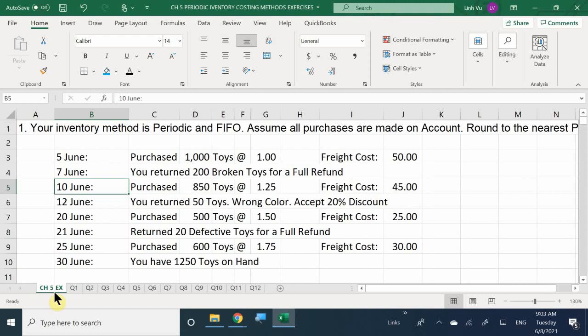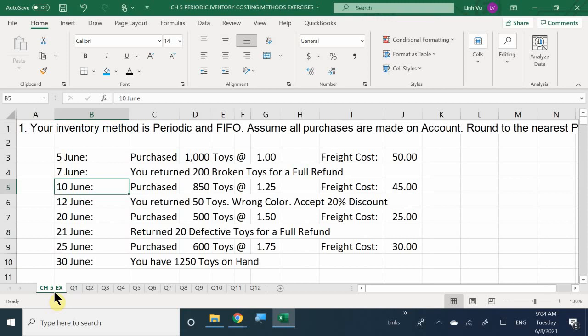In this case, I can't be returning something that's from my first purchase, because my first assumption is that once you receive your items, you should open every single box and make sure that all of them are there, right? In this case, we already found 200 of those items were broken. But now this time when I open up my new batch of inventory of my 850 items, I found that 50 of them were the wrong color. So that's the assumption here, that it should be linked to the most recent batch that you opened. So in this case, it does cost me $1.25.